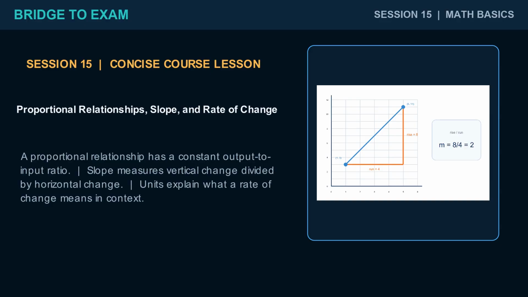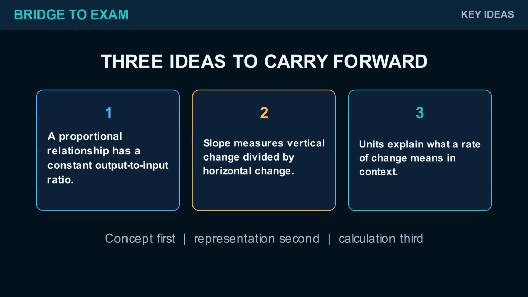By the end, you will be able to do the following. Identify proportional relationships in tables and graphs. Calculate slope from 2 points or a context. Interpret positive, negative, zero, and undefined slopes.